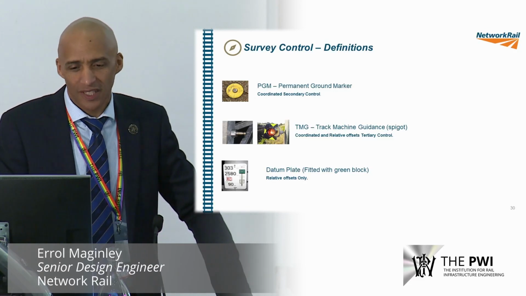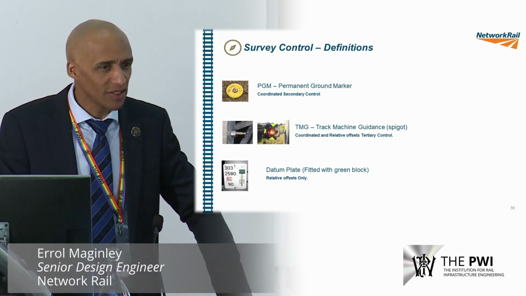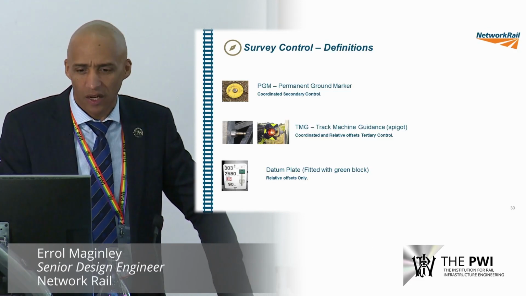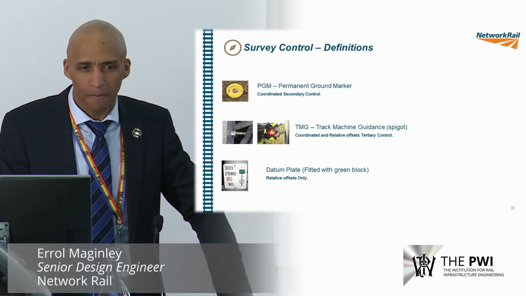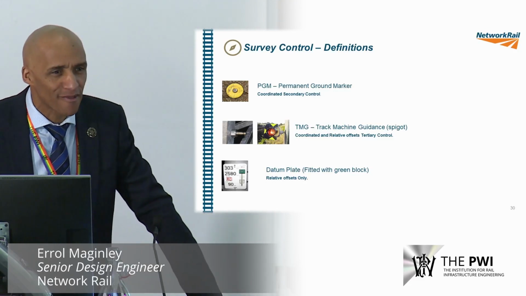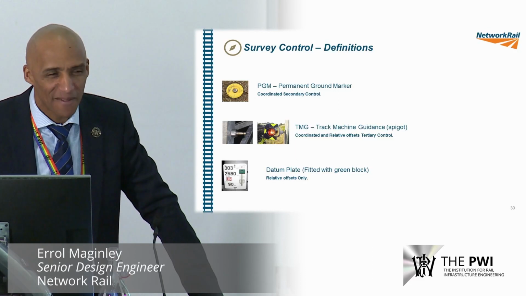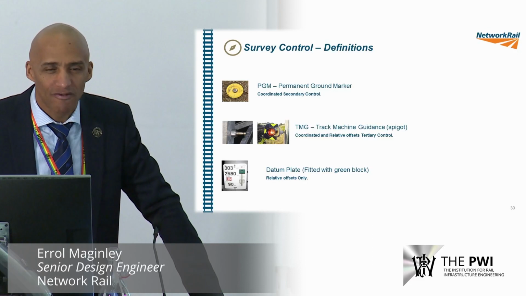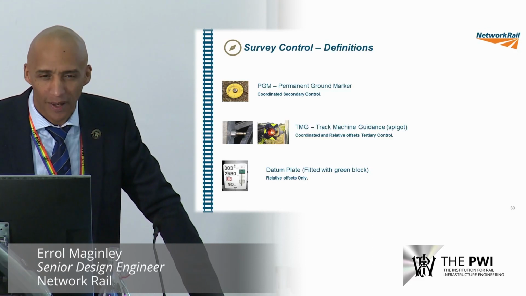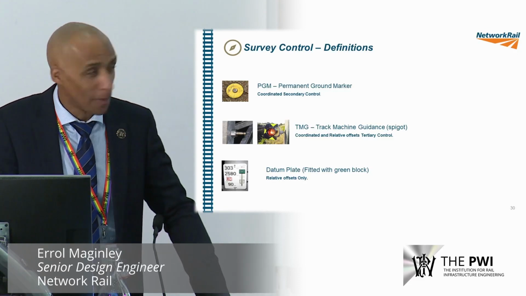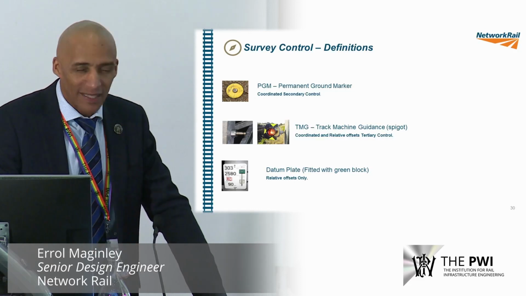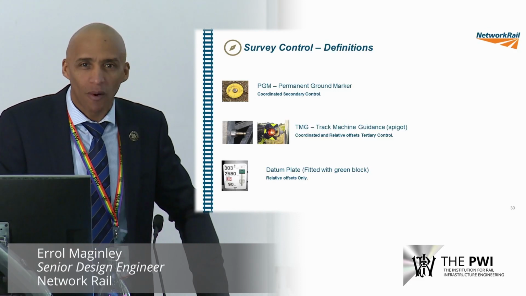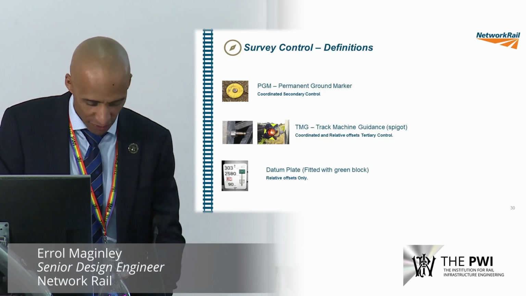We've also got TMGs, which are track machine guidance spigots or studs. You'll often see these in the gantries, and again, these are coordinated and often referred to as the tertiary control. And again, not everyone's favourite friend, but we have datum plates. These give us the relative values to the track, so the relative from the running edge to the datum plate. They can be a little bit difficult to maintain without some kind of strategy in place, but regardless, it's what we often see on managed track position routes.